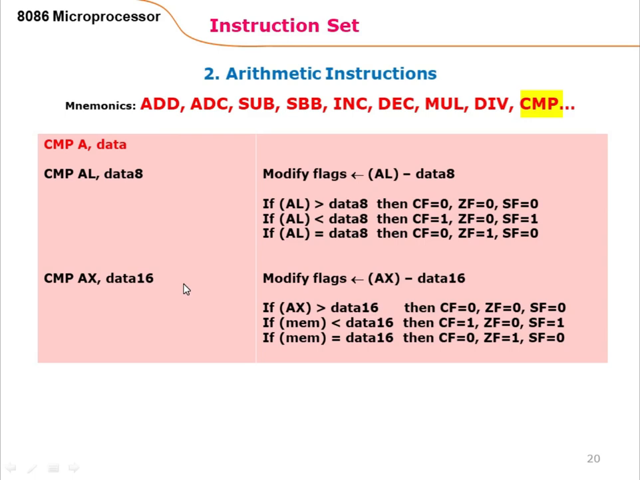Next, we can compare 8-bit data or 16-bit data also. When we are comparing 8-bit data, the register should be an 8-bit register, and when we are comparing 16-bit data, the register should be a 16-bit register. It affects the flags as we have previously seen.